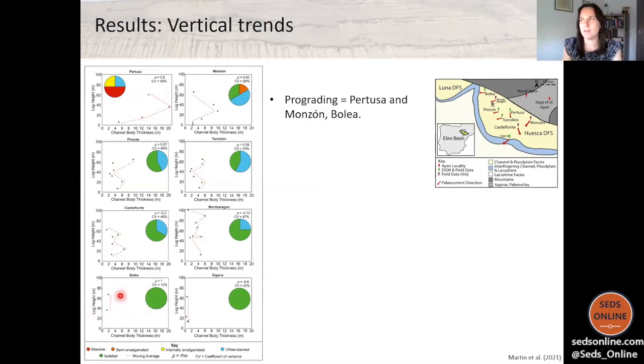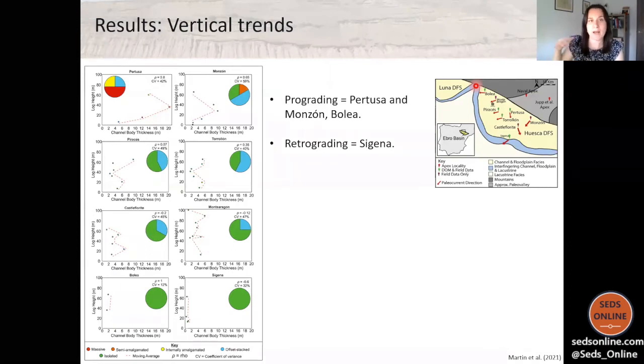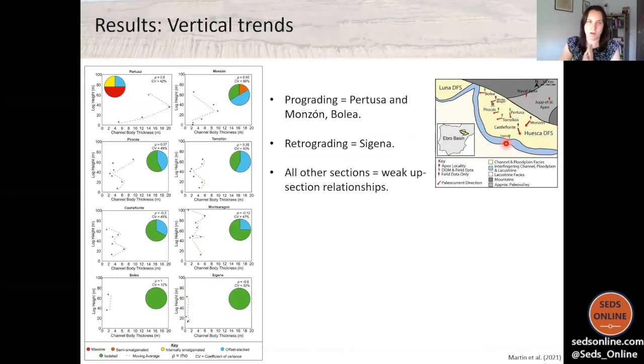Now, I am fully aware there are only two data points there. So in terms of a wide data set, it is not. However, that's because at that outcrop and at that part of the system, we're in the real distal end of the system, and that's all the channels that are there. So it's not due to a lack of data collection, that's just the minor amount of channels we see in that portion of the system. So we still need to take that with a pinch of salt. In terms of a retrograding, so backstepping signature, we only see that at one outcrop, which is Siena. And this is in the distal portion of the system. All other sections are fairly random.